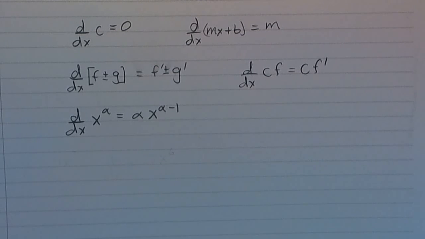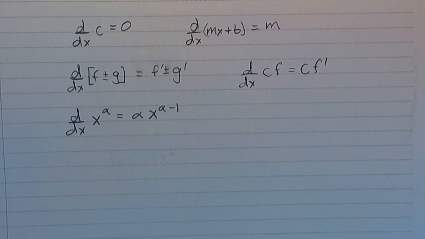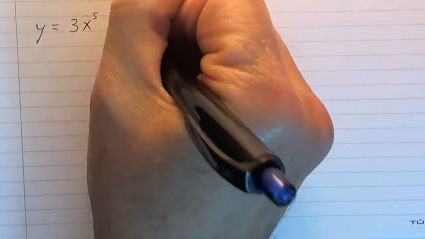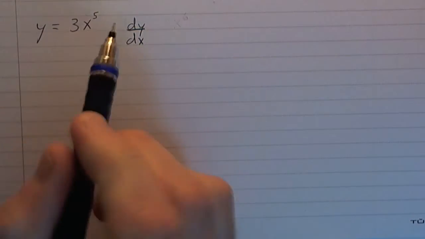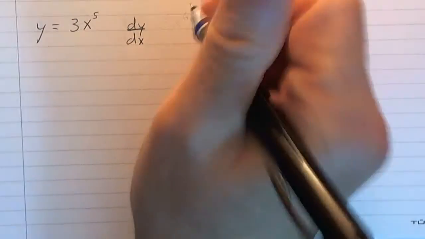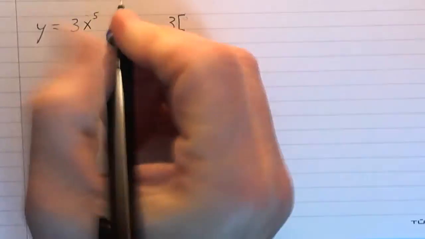So let's look at some examples of how we would find a derivative bringing into play some of these properties here. Well, let's look at some examples. So let's suppose we've got y equals, let's say 3x to the 5th, something like that. Well, this is a straightforward power rule here. And we've got the constant.